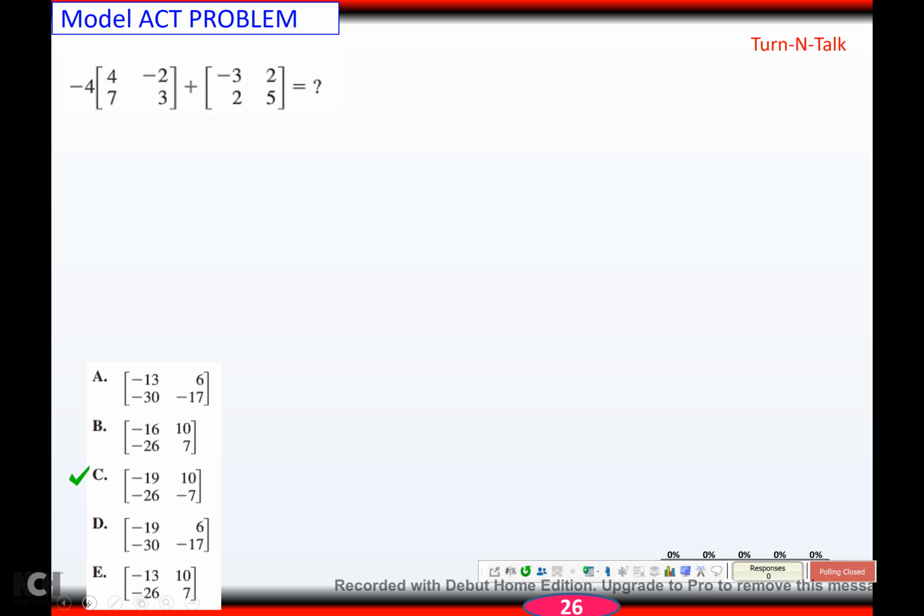And hopefully you got C. Alright, order of operations. They want me to add, but they also want me to multiply that first one by negative 4. Well, just like PEMDAS and everything else, we follow PEMDAS with matrices. I have to multiply first.